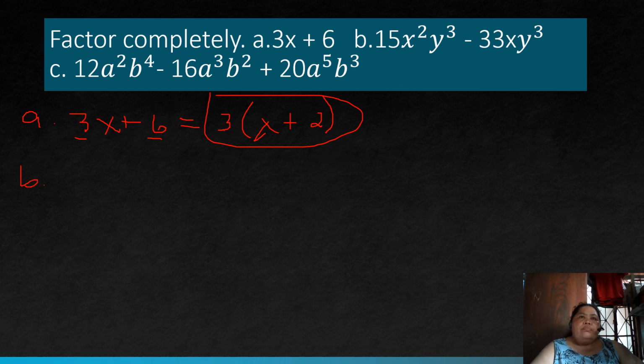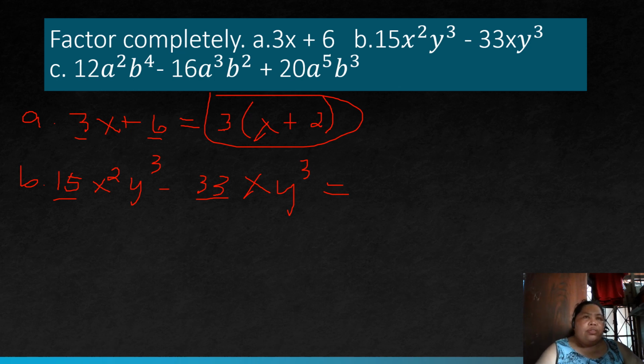Now for letter B, we have 15x squared y cubed minus 33xy cubed. Upon examining, we could say that 15 is divisible by 3 and also 33. So their GCF is 3.